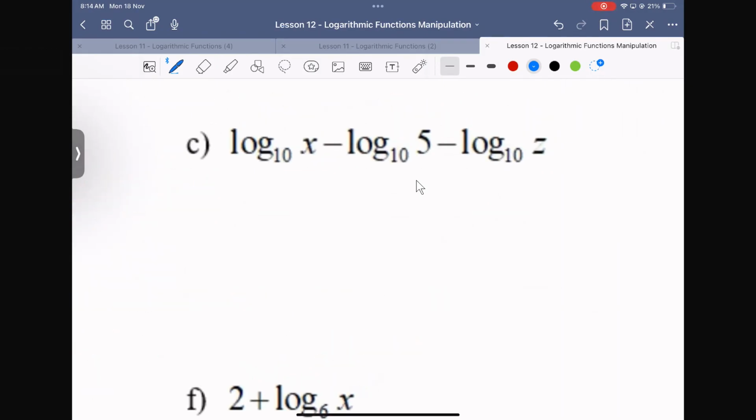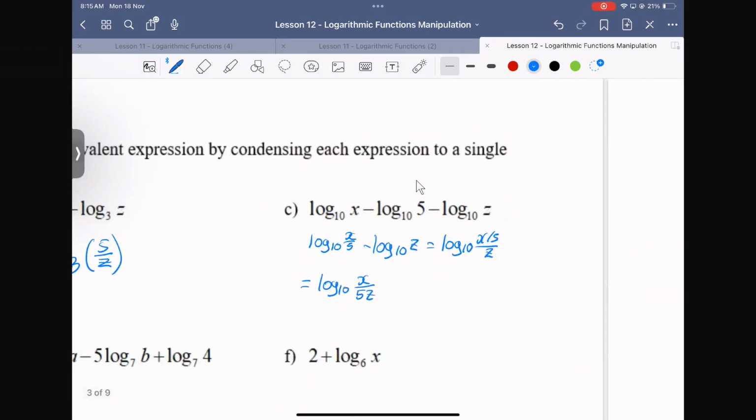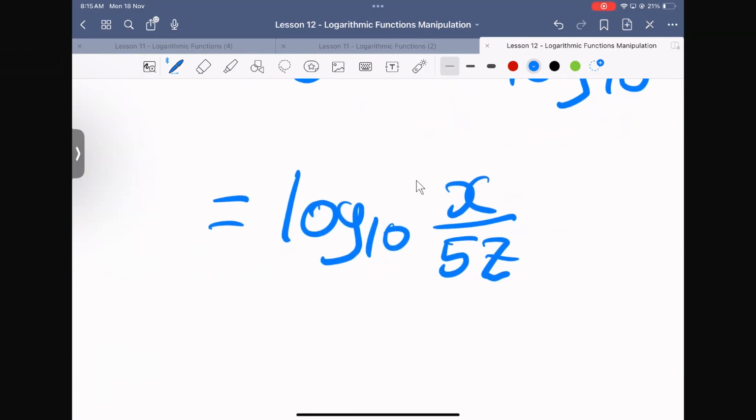How about this one? Let me go through this one a little bit. You want to take them in order of precedence of operations when they get a bit longer. So we do the first two, and we get log base 10 of x over 5 minus log base 10 of z. Then we're going to get log base 10 of x over 5 all over z, and then we could rewrite that as log base 10 of x over 5z. Do you have to rewrite that? You want the simplest possible form. I think that's the simplest possible form.